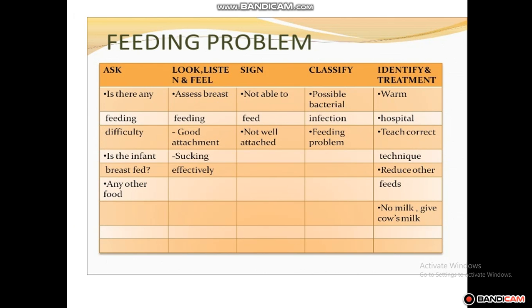Reduce other feeds. No milk. Give cow's milk if the child is that old. Now the child is only 0 to 2 months, so we are not advising cow's milk. Other than that, if the child is not taking milk, or the mother has no ejection of milk, then the child can be on formula feeding.